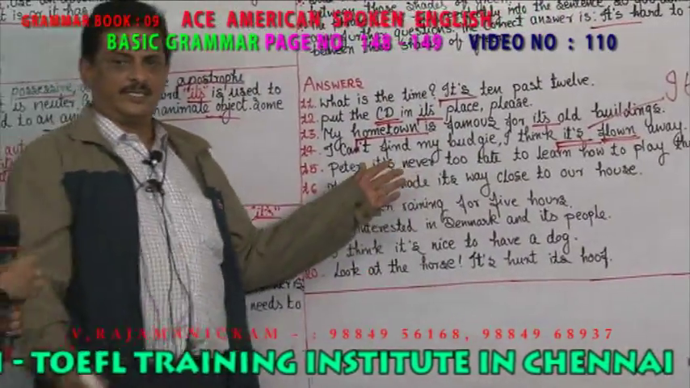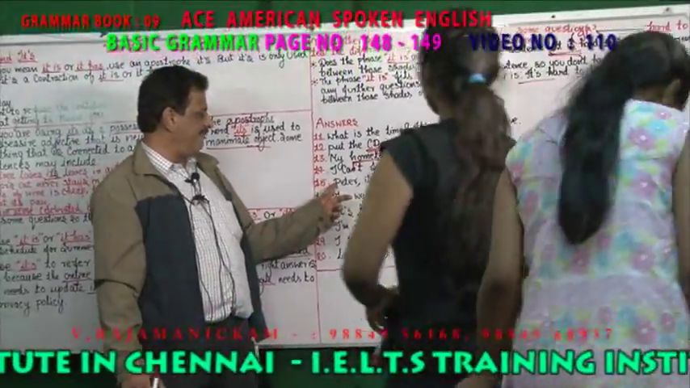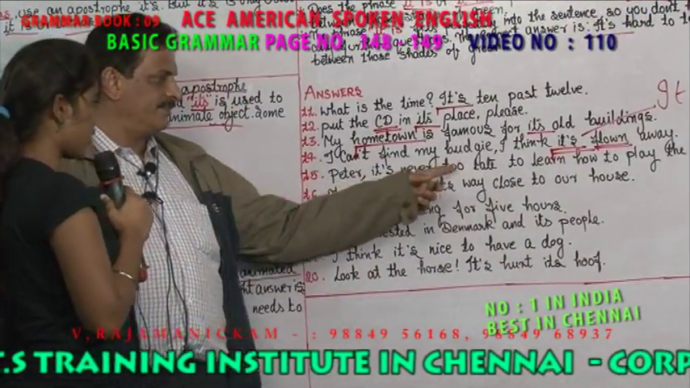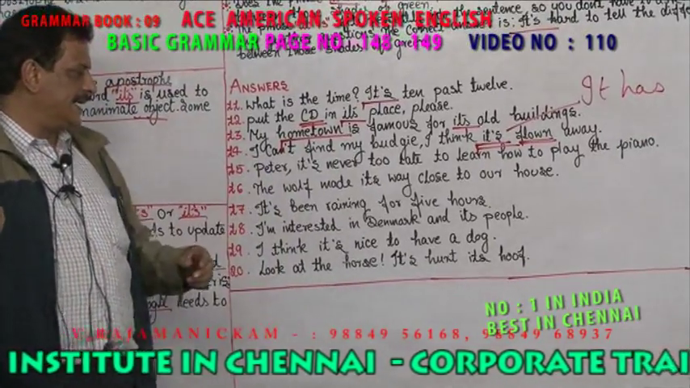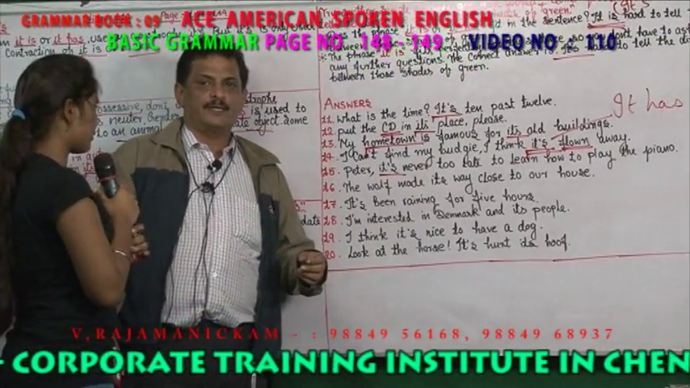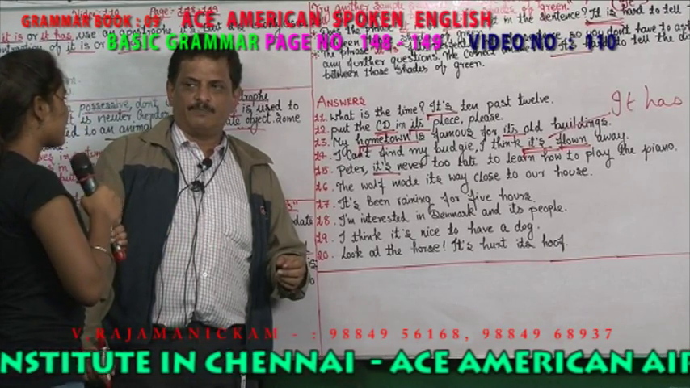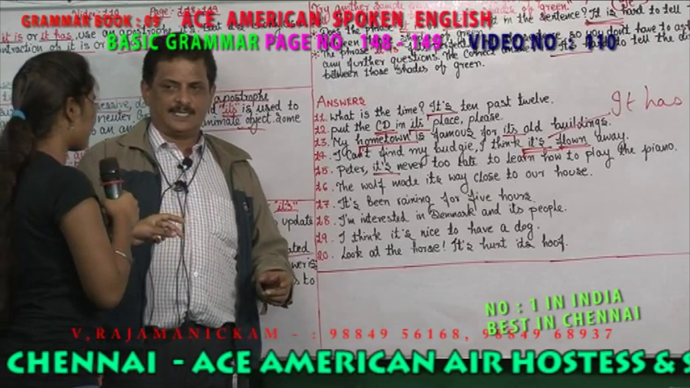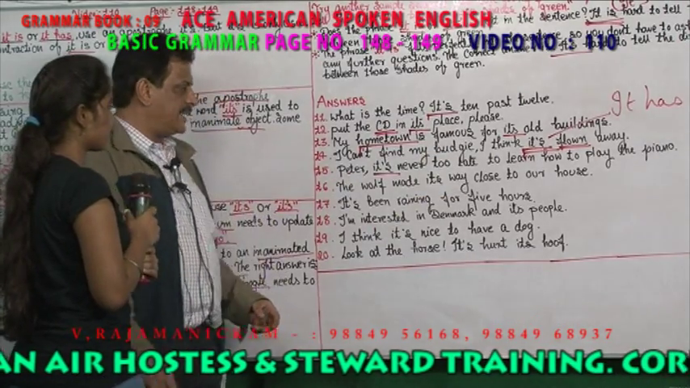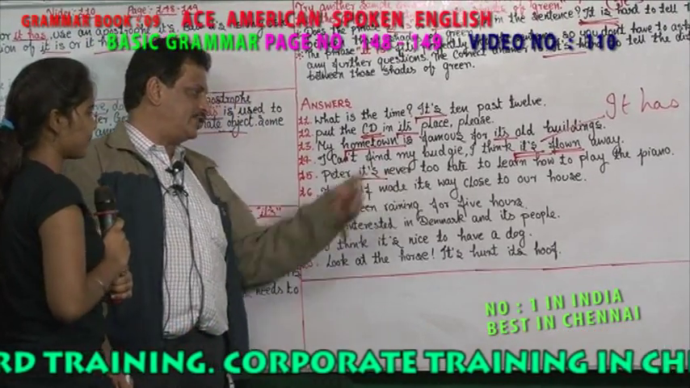Right? Yes, Srivita, please come forward. Peter, read the sentence: It's never too late to learn how to play the piano. So "it's", apostrophe s. What do you mean by that? Is it possessive? No, it's not possessive. It is never too late. So there is no possession. If it is possession, then you use it without apostrophe.